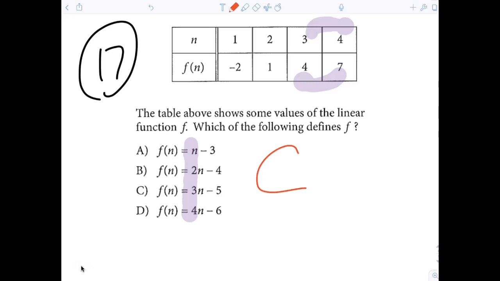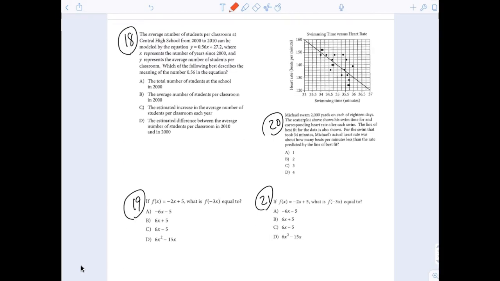But again, I'm not arguing with you. Plugging them in is perfectly fine. I'm just simply saying, based on observation, I knew the slopes were different. So if I could find the slope, I'd have the answer. Everybody agreeing? All right. Now let's move on. Let's check out 18.